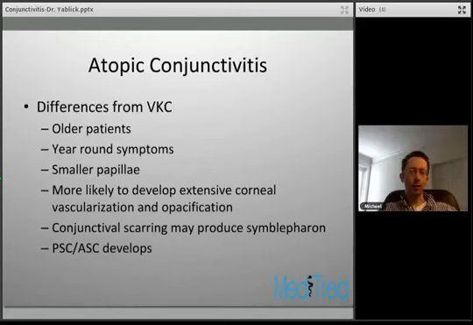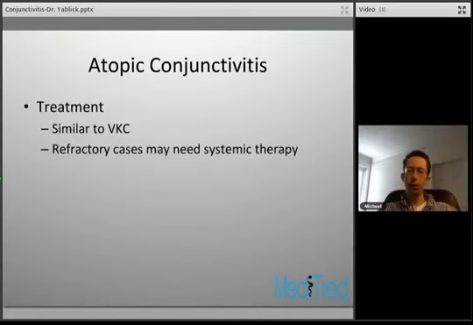Treatment is very similar to VKC, but remember, this is a year-long disease, and so you'll probably be maintaining patients on a medication, and refractory cases may actually need systemic immunosuppression.